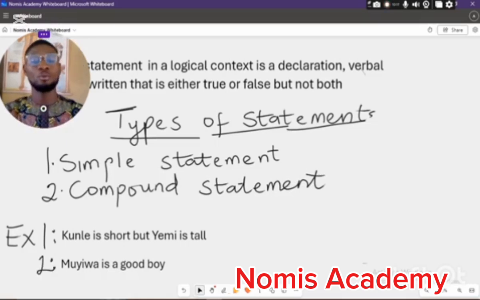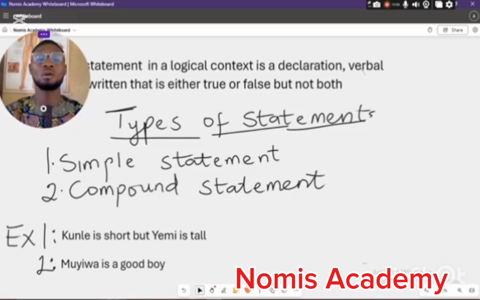So example number two, Muyiwa is a good boy. Muyiwa is a good boy is a complete statement. But how do you say it? Is it a simple statement or a compound statement? Yes, it is a simple statement. You can see that we just have a statement talking only about Muyiwa and no other noun is talked about. And what is said about Muyiwa is that he is a good boy. It has a verb, is. Muyiwa is a good boy is a simple statement.